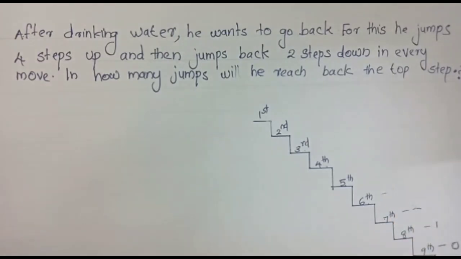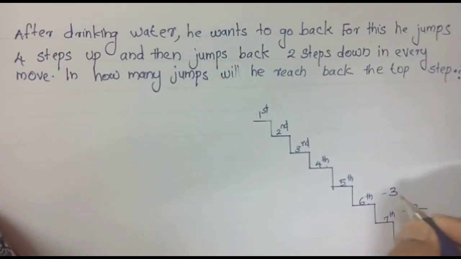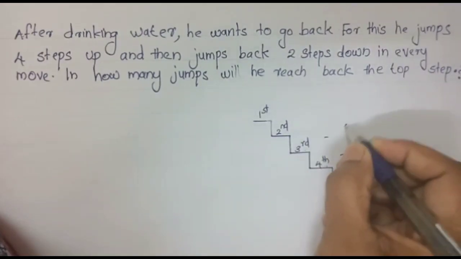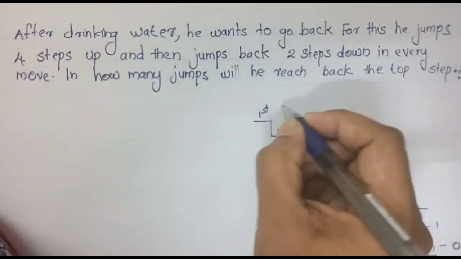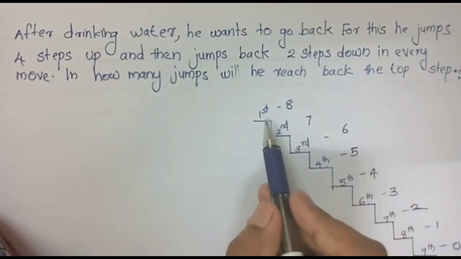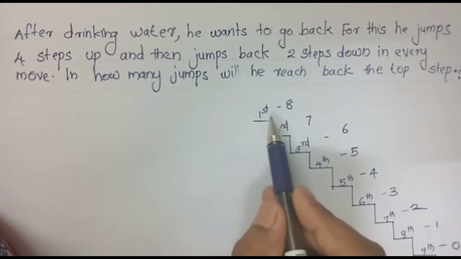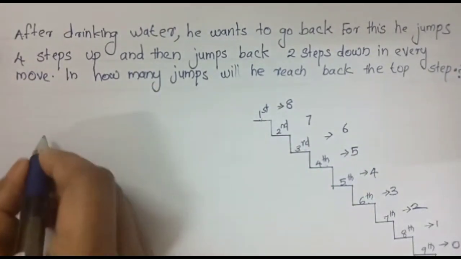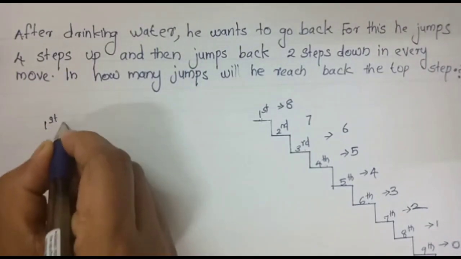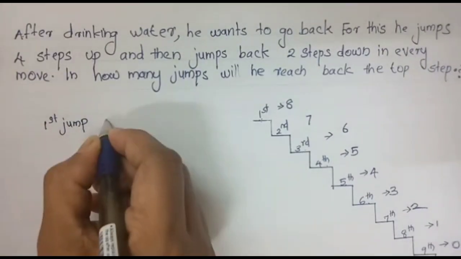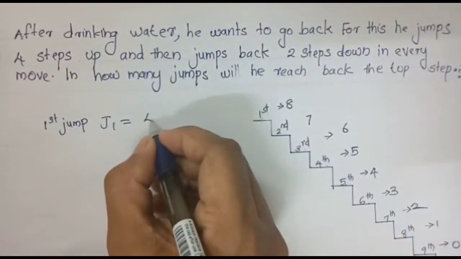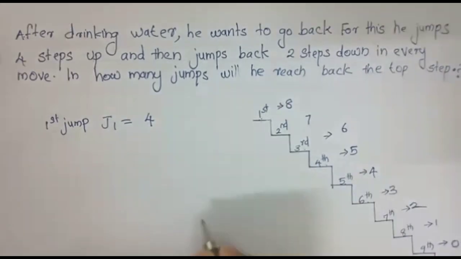3, 4, 5, 6, 7, 8. He has to reach the first step, that is, we mark it as 8. So first jump, that is J1, is 4 steps up. So we will mark it as 4.